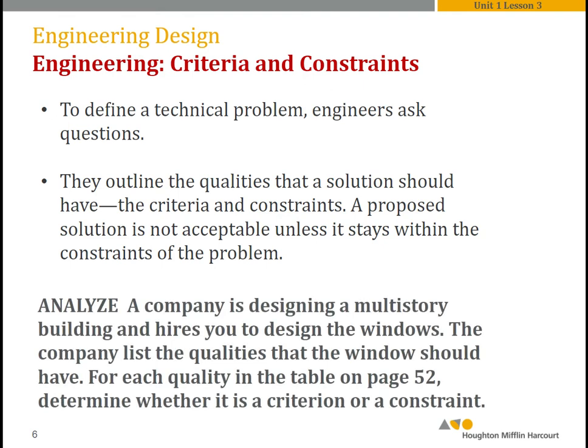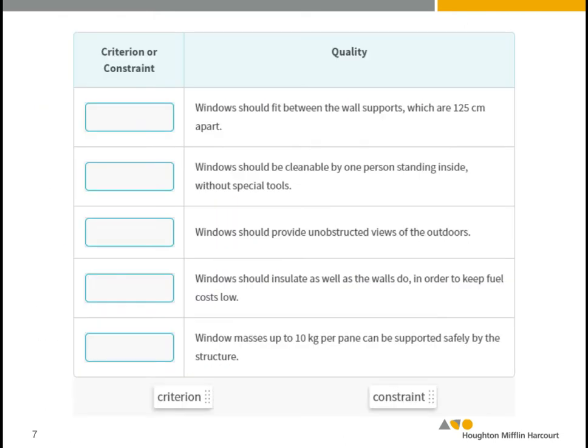So let's say a company is designing a multi-story building and hires you to design the windows. They list the qualities that they are looking for. Now, as the engineer, you're going to have to decide which of these are criteria and which ones are constraints. Windows should fit between the wall supports, which are 125 centimeters apart. Is that a criterion or a constraint?